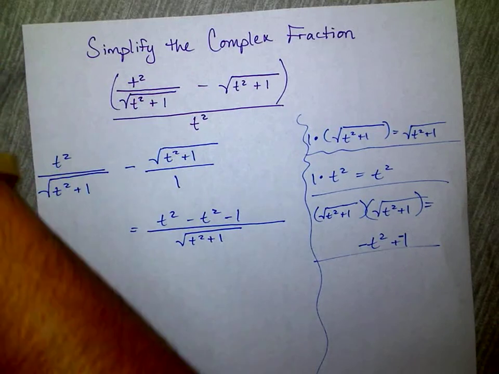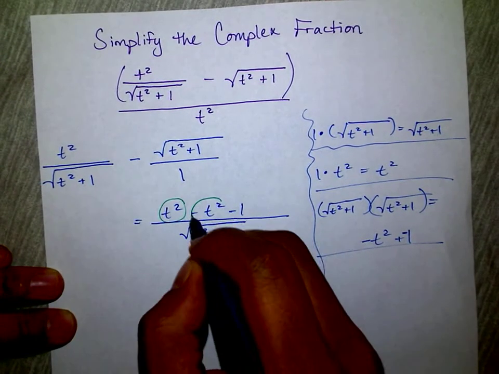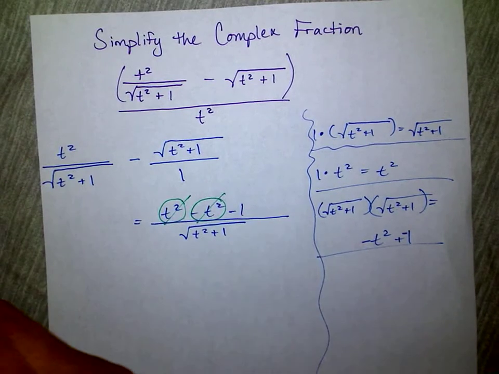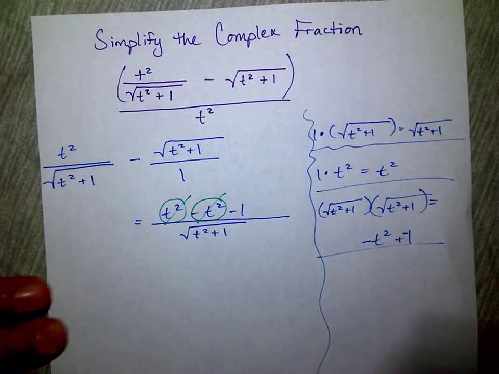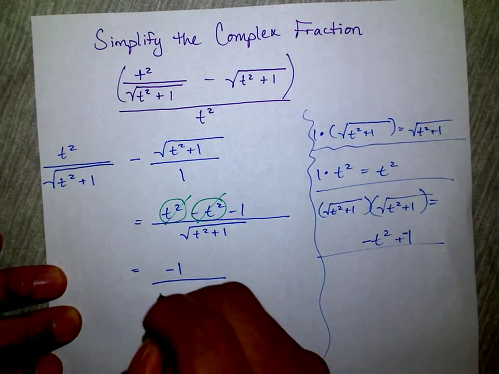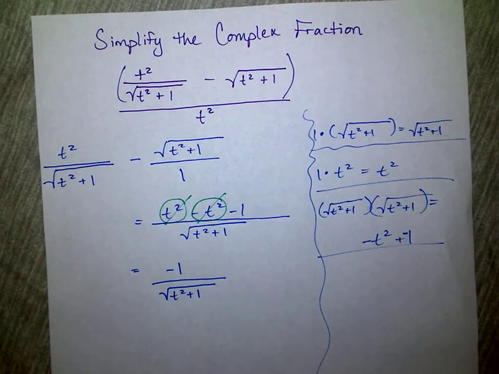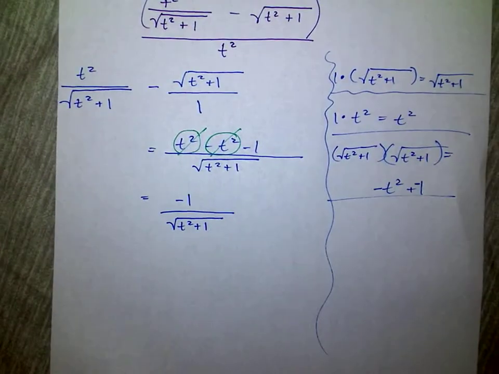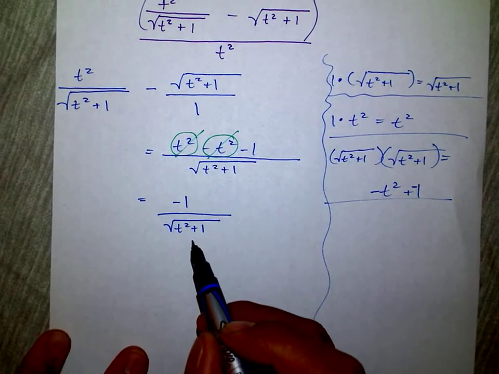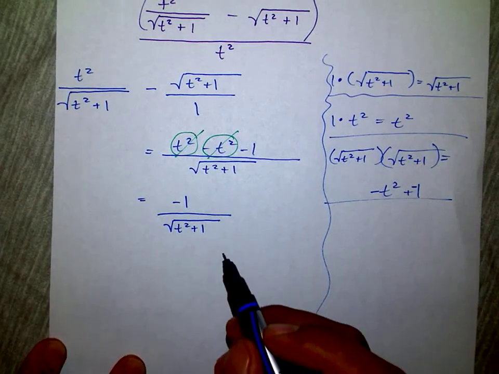We're going to go ahead and simplify the top. Combine our like terms. Those go away. So I'm just simply left with negative 1 over the square root of t squared plus 1. Now, another thing that we need to take into consideration is that we're not allowed to have any square root in the denominator. So we're going to have to get rid of that.